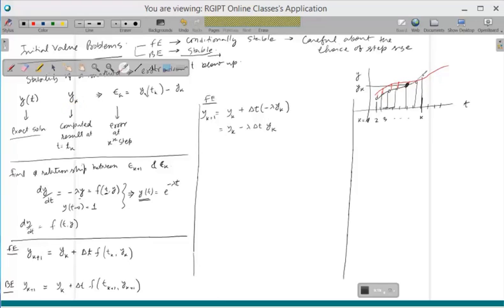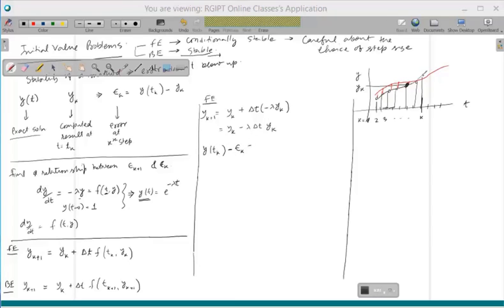Plus 1 is yk. So yk plus 1 is yk minus epsilon k, right? So the correct solution, okay, so that would be: yk plus 1 is going to be equal to y at tk. That's the exact answer. This representation is for the exact value minus epsilon k.